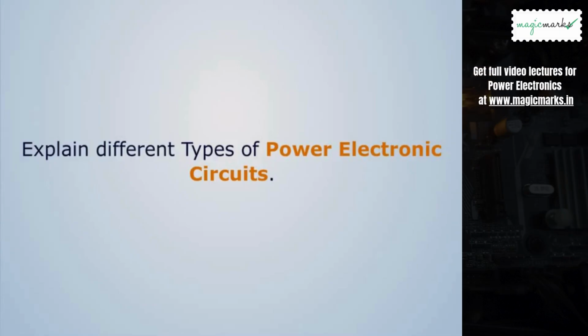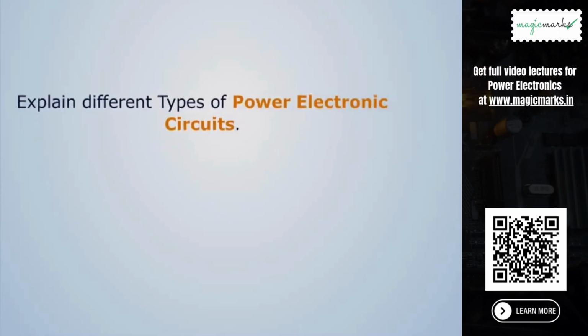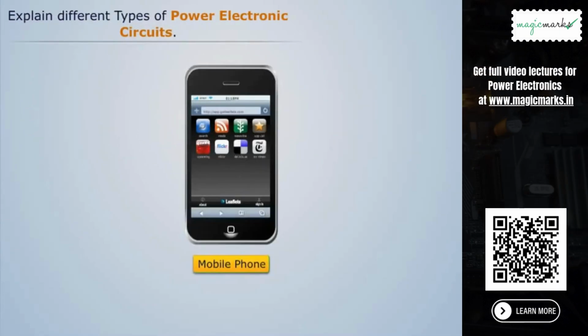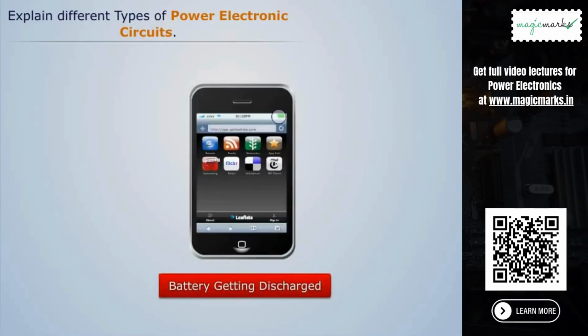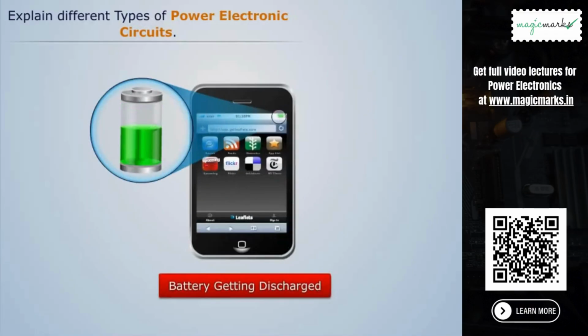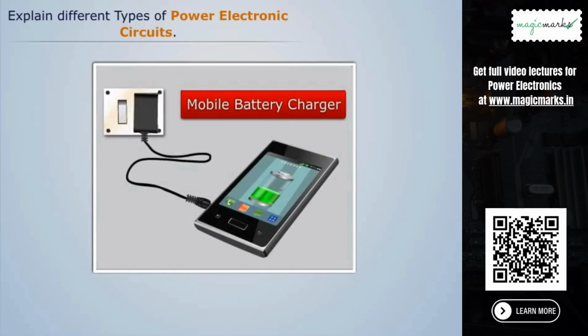Explain different types of power electronic circuits. Mobile phones are one of the most important communication devices of the modern world. Our life is incomplete without these devices. But when we use it continuously, it gets discharged. Then we need a charger to charge our mobile phone.